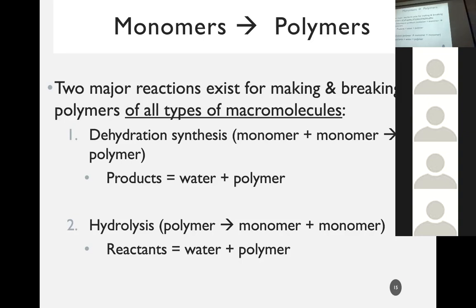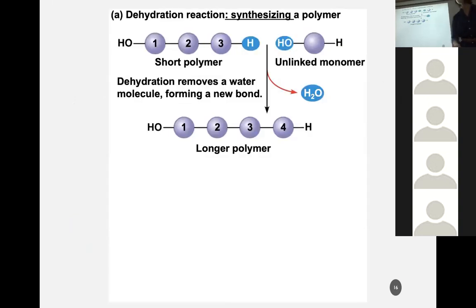So hopefully this next diagram helps explain it. I'm going to break it down, so don't get overwhelmed by the text and everything. In the upper left here, we have this short polymer that's being built, right? But we want to add another monomer to it. So we want to attach this monomer to that growing polymer.